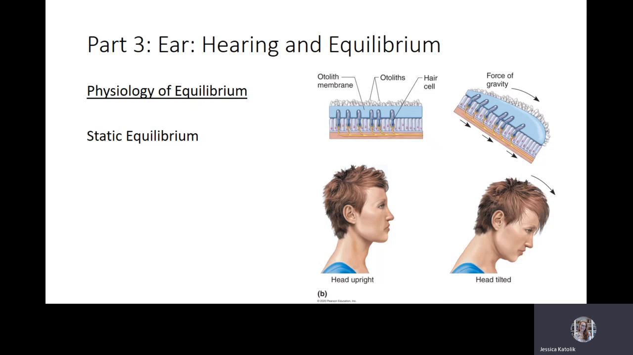This information that is being carried by these nerves will be processed in the cerebral cortex and the cerebellum, and it will be understood as the head being tilted. So that's how we detect static equilibrium.